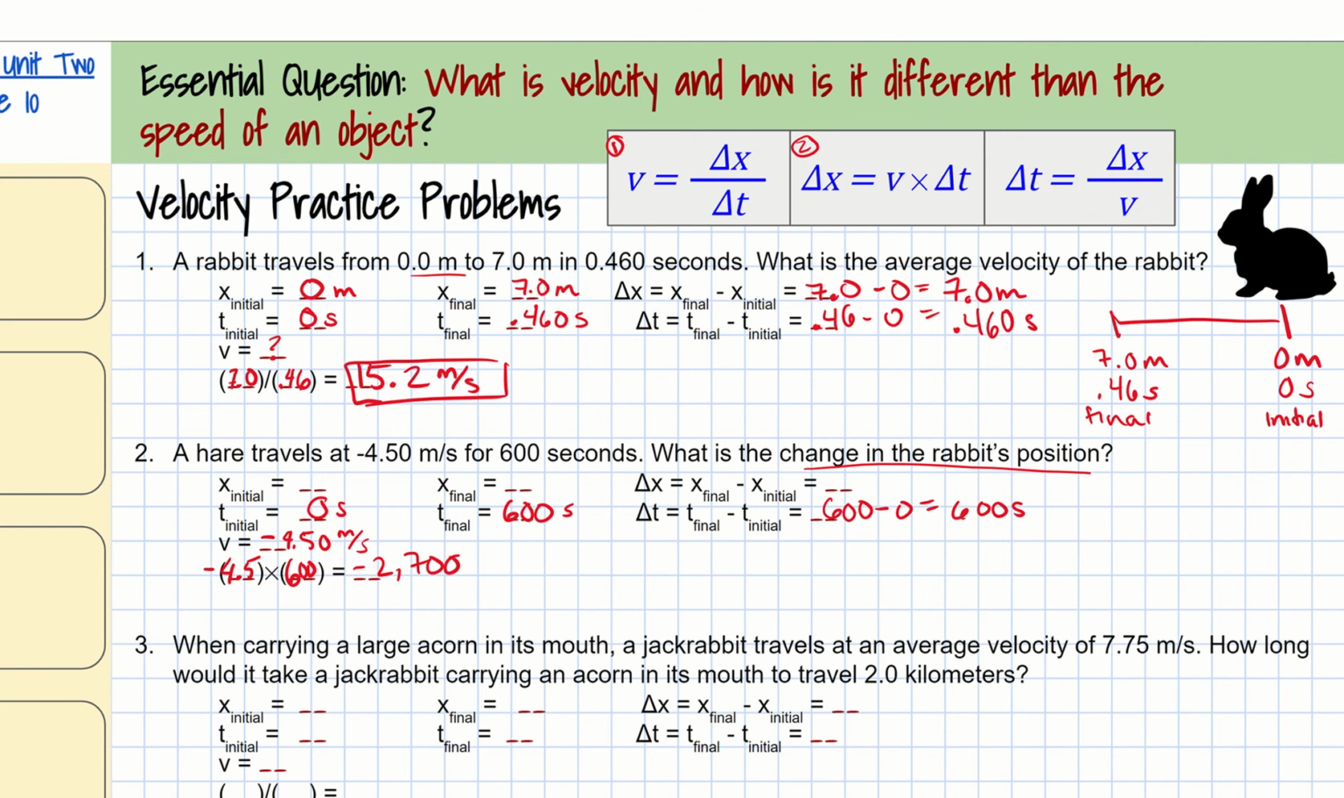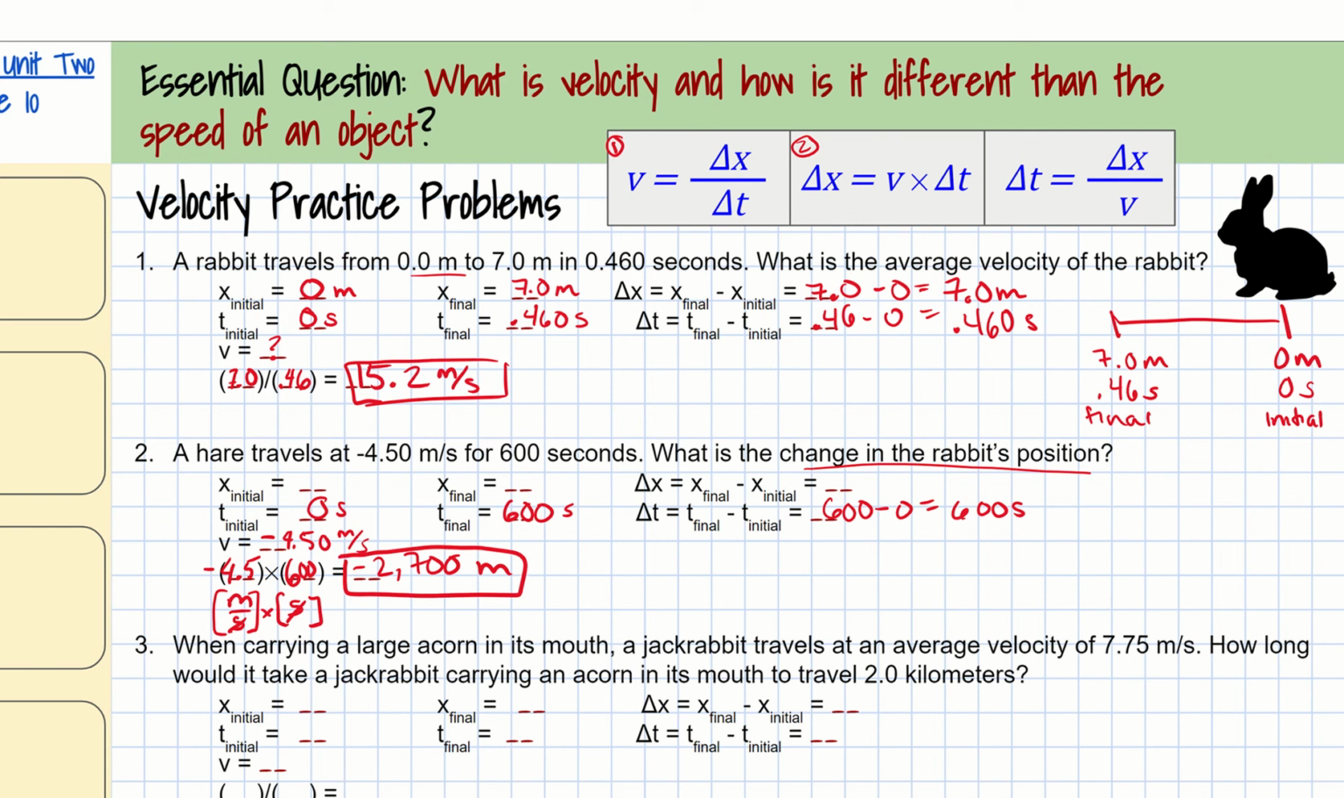Okay, now I got to think about what our units are. Well, if our negative 4.5 was in meters per second and we're multiplying by seconds, our seconds cancel out, and we're left with units of meters for the answer. So that is our response, negative 2,700 meters. That's going to be our answer for number 2.